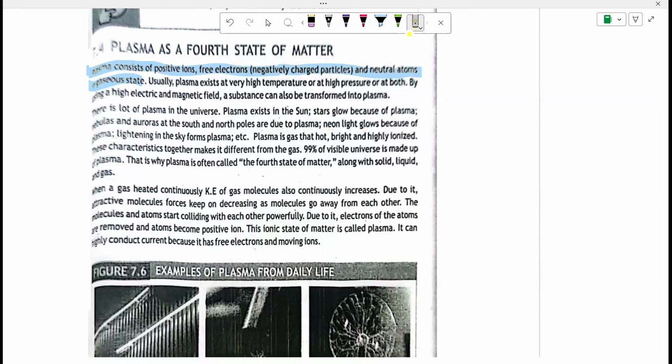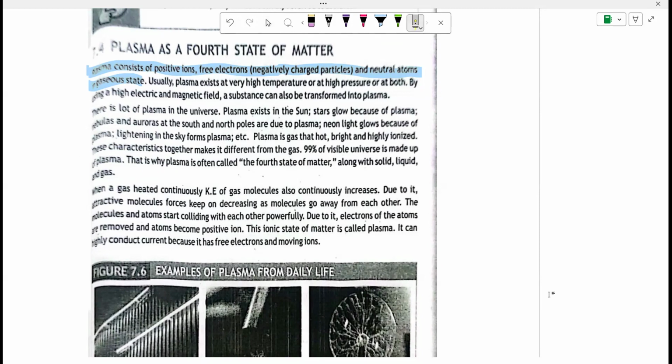If the examiner asks in an MCQ or a short question, you can refer to all these live real-life examples that justify plasma. Is fire plasma? No, fire is not a plasma. Plasma only exists when gas is at such a high temperature and pressure that everything in the gas becomes either ions or neutral atoms. Fire does not have that temperature and pressure. It is generated only above thousands and thousands of degrees Celsius and at a very high pressure.